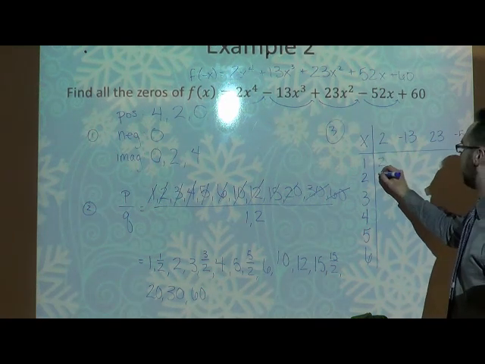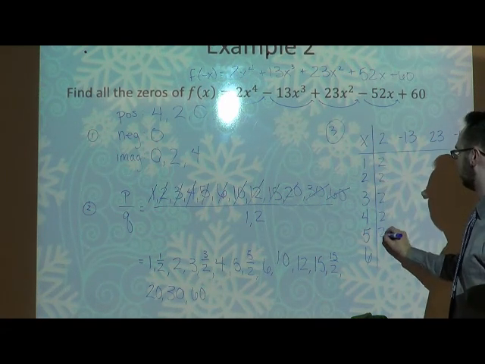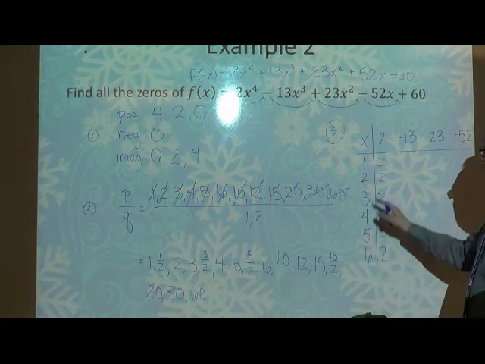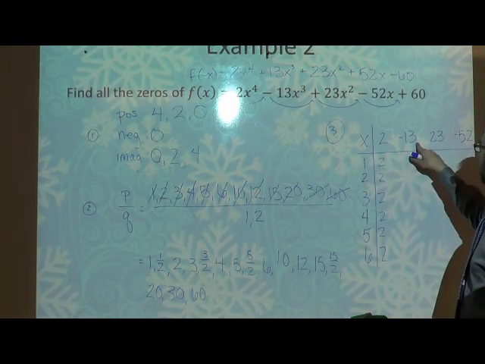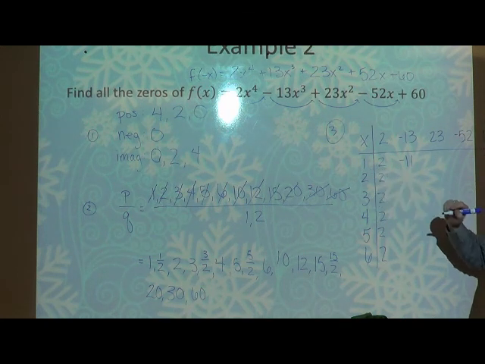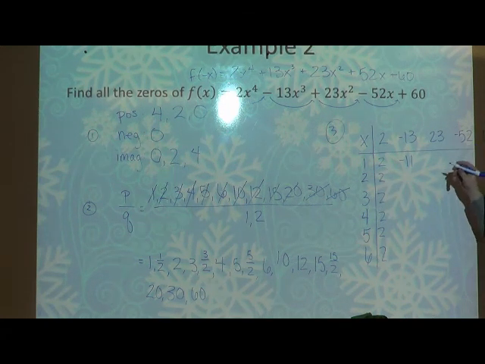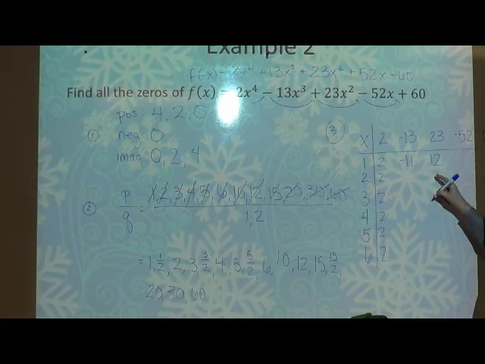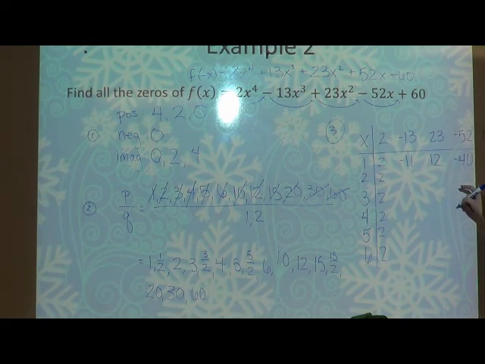Remember that first one comes down. So we're going to have 2 times 1 is 2, plus a negative 13 is a negative 11. Negative 11 times 1 is negative 11, plus 23 is going to be positive 12. Times 1 is 12, plus a negative 52 is a negative 40. Times 1 is negative 40, plus 60 is going to be positive 20. That one does not work. Let's try the next one.